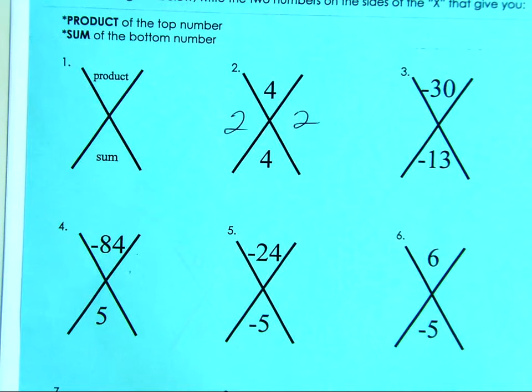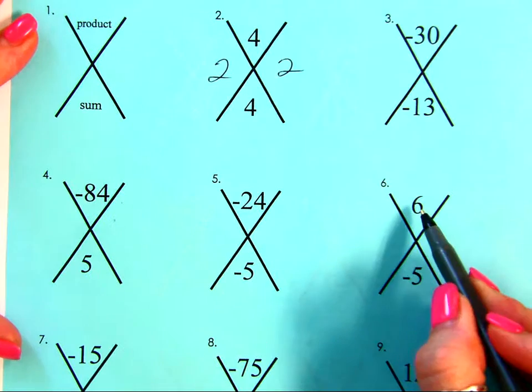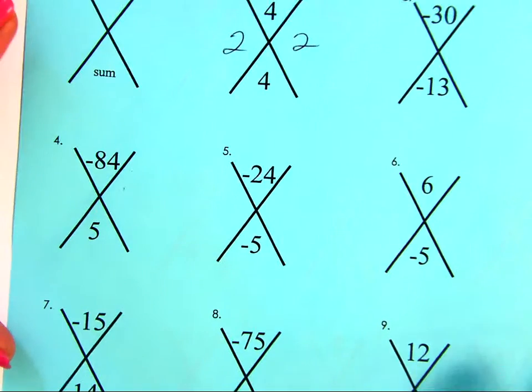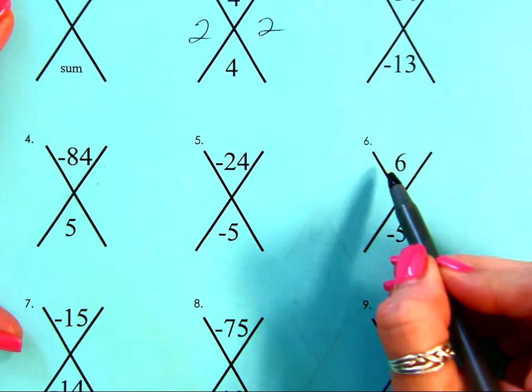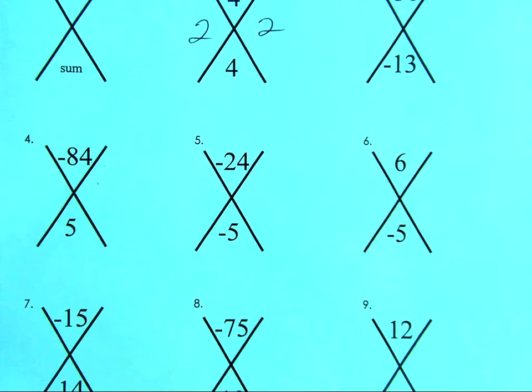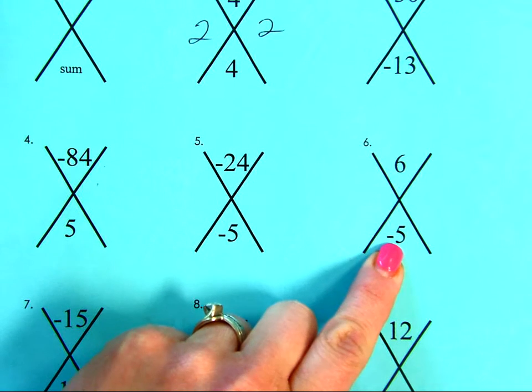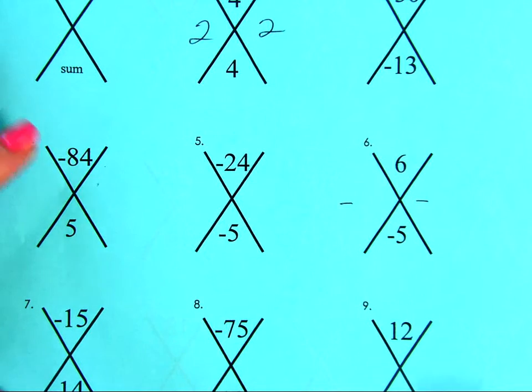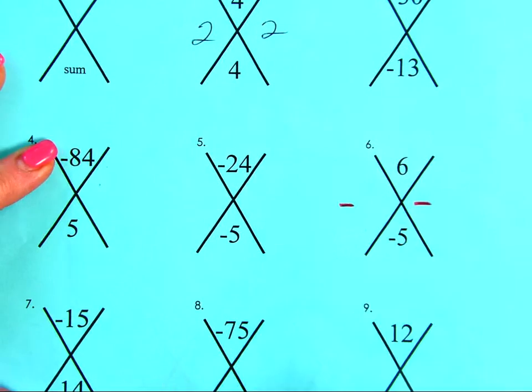Let's do number 6. Let's do another positive one. So what two numbers do you multiply to get 6, but add to get negative 5? So remember, when your product is positive, the only thing you know is that both signs are the same, right? You could have a negative and a negative or a positive and a positive, but your sum is negative. So you know both of these have to be negative, right? Okay? So we're going to put that one negative and that one negative.